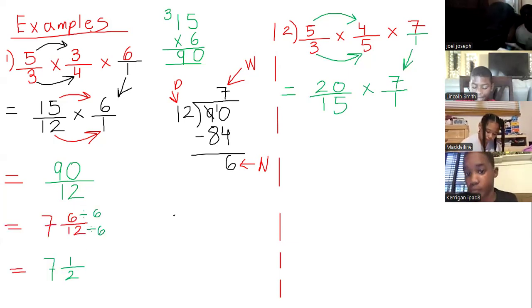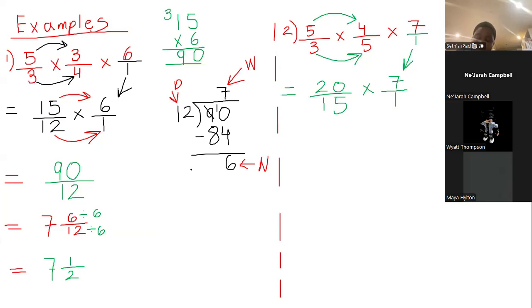We divide 20 over 15. We know that's not what we do. We multiply 20 times what? 7. Good. So let's go ahead and do that. 20 times 7. Put your answer inside the chat if you got it already. 7 times 0 is 0. And 7 times 2 is what? 14. Good. And so it's gonna be what? 140 over 15.